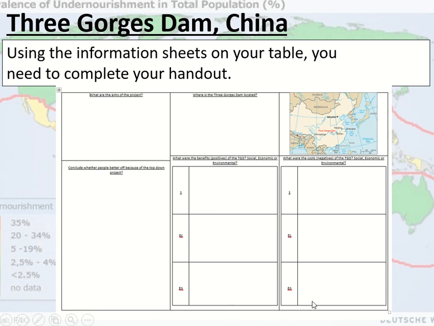And then you've got two tables. One of the tables shows the benefits of the Three Gorges Dam, and it's broken them up into social, economic, and environmental benefits. And the other one is the negatives: social, economic, environmental. You're going to get all the information you need for all of this except the conclusion bit, which you're going to have to do yourself. All right? So find that information sheet, and then when you're ready, you can move on to the next slide.